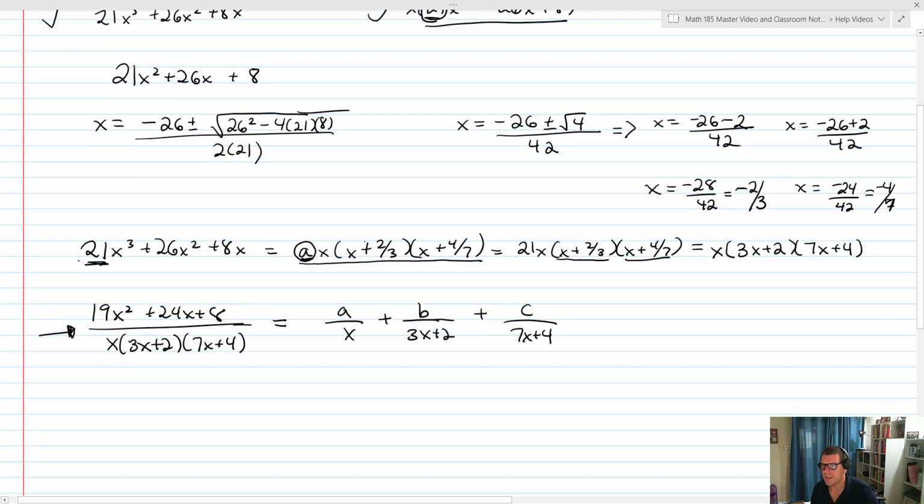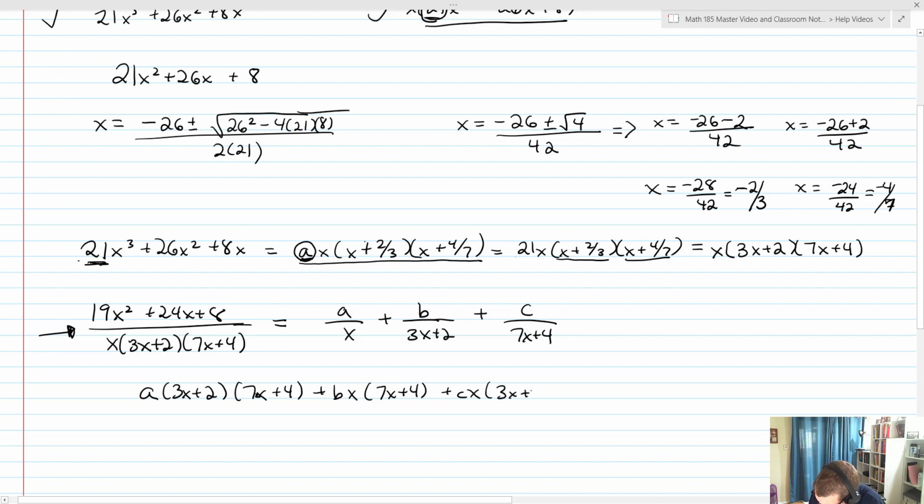Okay? And what I'm going to do now is exactly what we would normally do whenever we're doing partial fractions. I'm going to take a times 3x plus 2 plus b times 3x plus 2 times 7x plus 4 plus b times x times 7x plus 4 plus c x times 3x plus 2. And we know that that's got to equal 19x squared plus 24x plus 8.